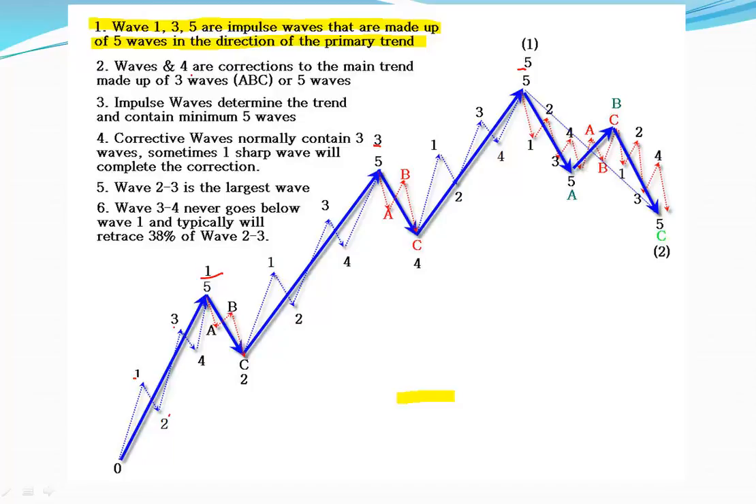Now, waves 2 and 4 are corrections to the main trend, and are made up of 3 waves or 5 waves. So right here, you see this ABC corrective wave. That's 3 waves, 1, 2, 3, where the upside was 1, 2, 3, 4, 5. So waves 2 and 4, which means this one and this one, or the smaller ones, are made up of 3 waves or 5 waves. Now, what do I mean by a 5 wave in a correction?